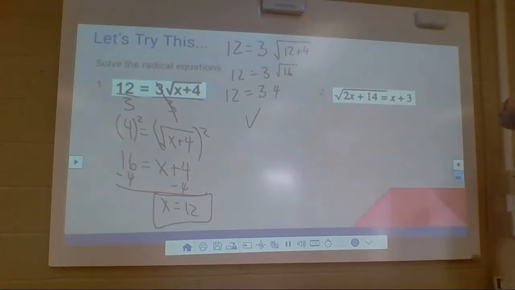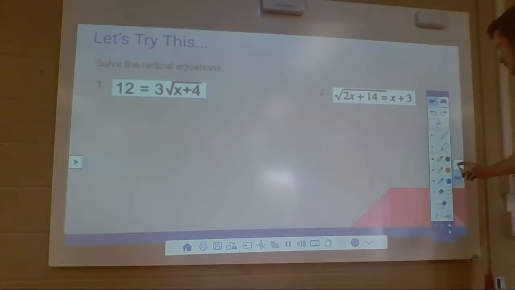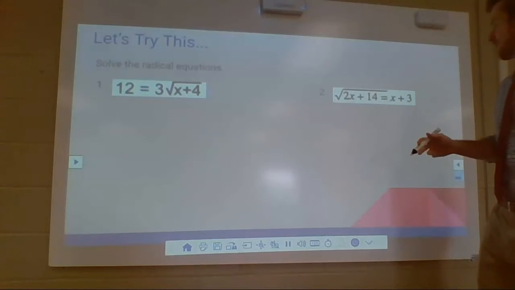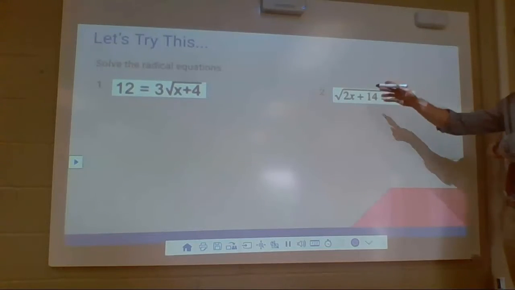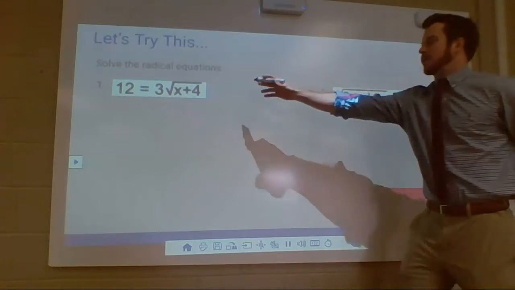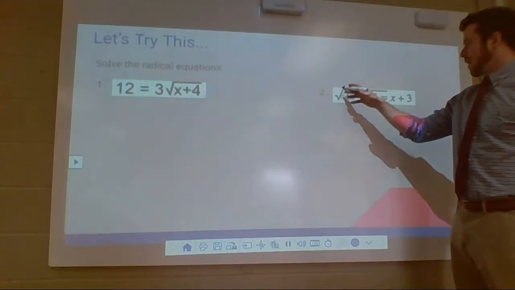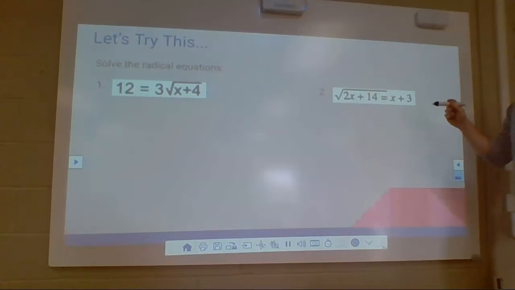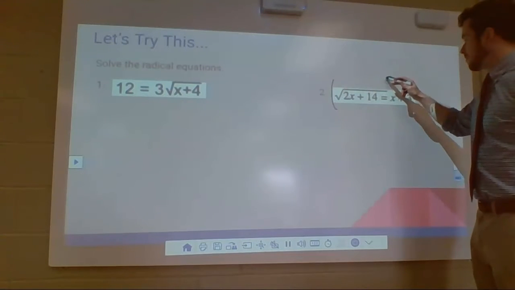All right, so now let's look at number 2. This will be the last example we work together here. We've got the square root of 2x plus 14 equals x plus 3. Over here, there was a 3 we needed to divide out. There's nothing we need to get rid of outside of the radical. Everything on this side is under the radical. So what I'm going to go ahead and do is get rid of that radical. So I'm going to square both sides.